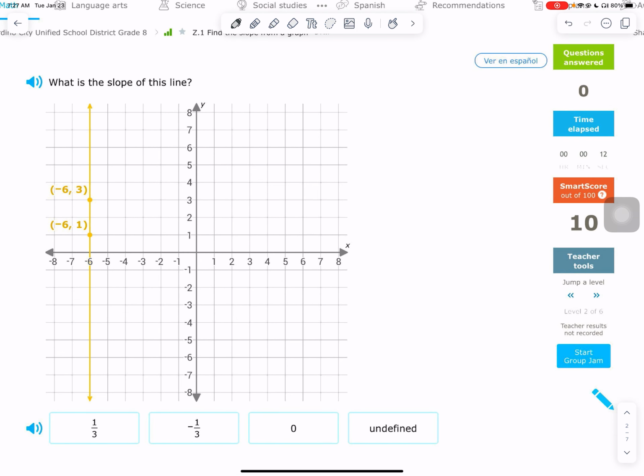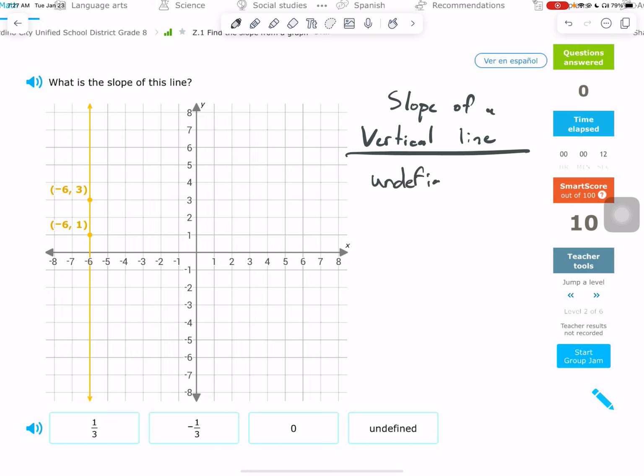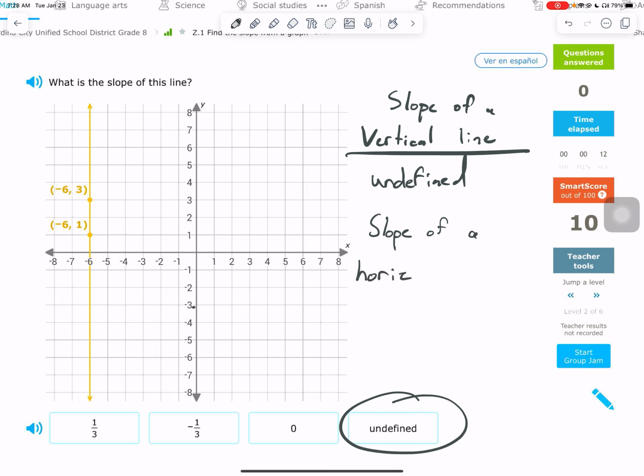For the second one, it's real easy. You need to remember these two facts. The slope of a vertical line is undefined. So in this case, it would be this answer right here. Now you also need to know that if you see a horizontal line, that's a line that is straight left to right, just like this, it has a slope of 0.